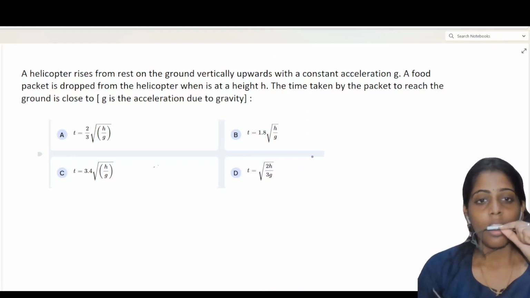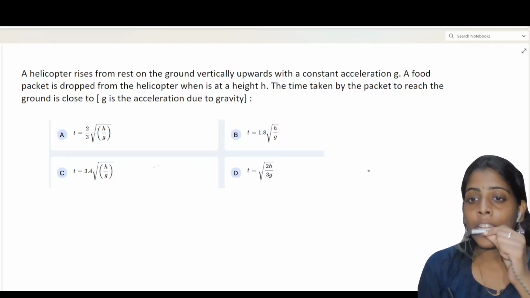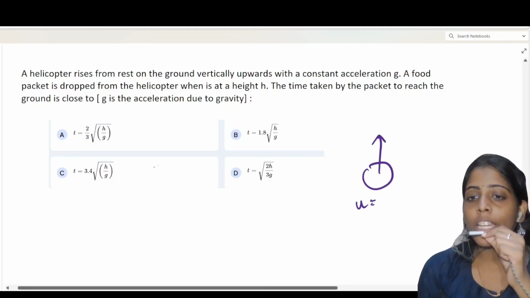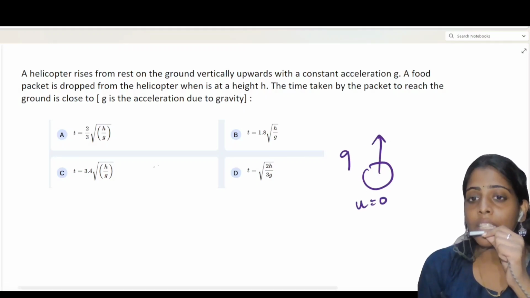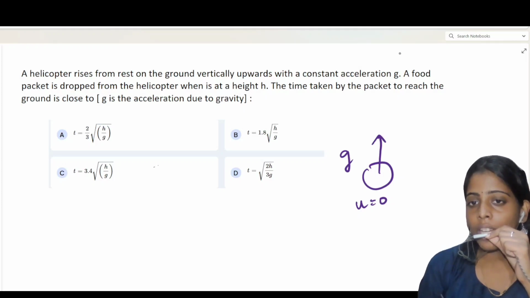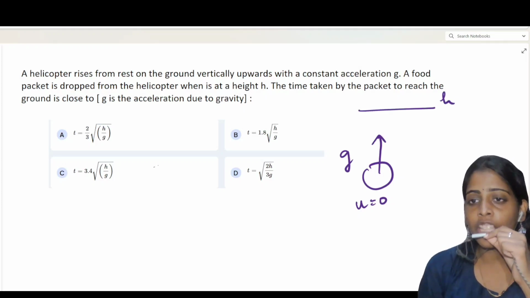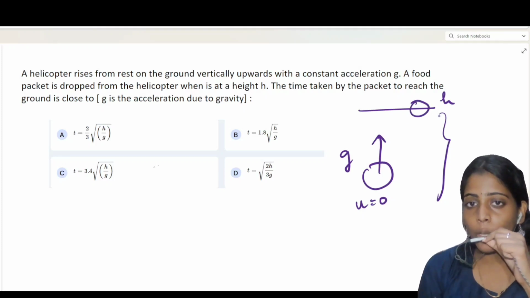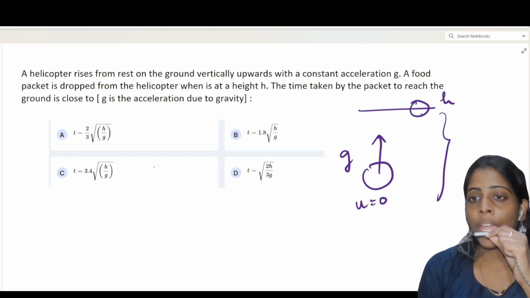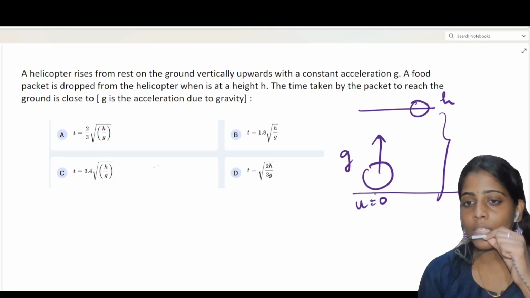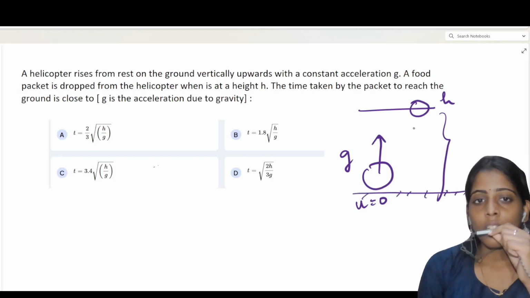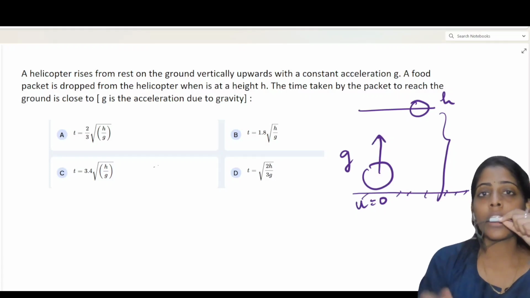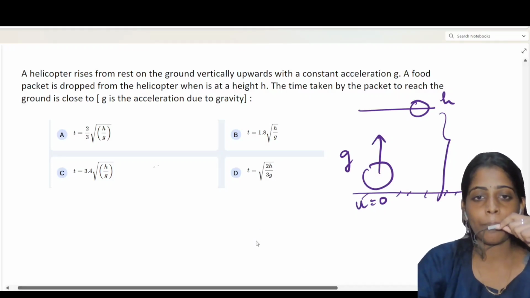Okay. The question says that a helicopter is rising from the ground, initially at rest, and the acceleration with which it is rising is g, and it reaches the height h. At height h a packet is released from the helicopter and it reaches the ground. The question is, the time taken by the packet to reach the ground is what?